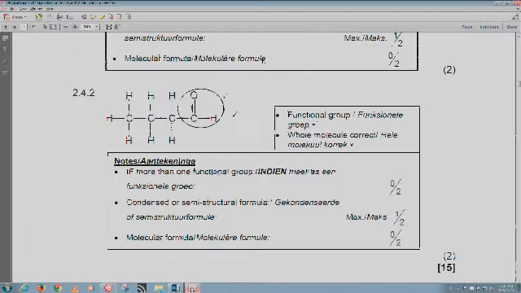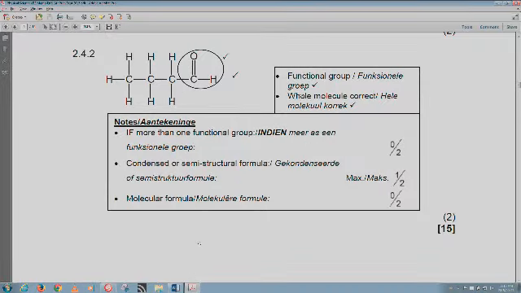Now, when we go back to the memo, it's 1 mark for the functional group and then 1 mark for the whole molecule that is correct. In the notes again, if more than 1 functional group is given, it's 0. And then if a condensed or semi-structural formula is given, the learner can get a maximum of 1 out of 2. And then if a molecular formula is given, it is 0.